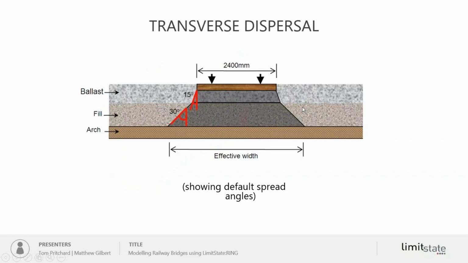In terms of transverse distribution, then a similar thing applies. If you want, you can distribute from the end of the sleepers, or effectively you can set the sleeper width to be the same width as the axle width, in which case you're effectively saying that the sleeper doesn't provide significant distribution beyond the wheelbase. So you then end up with a transverse effective width that you can use in your assessment.